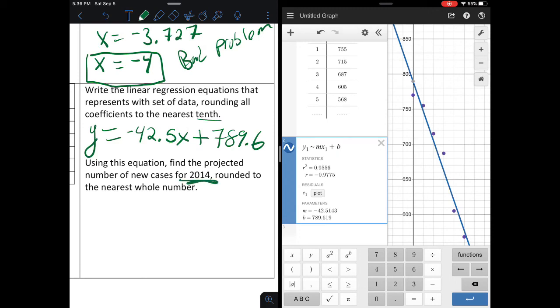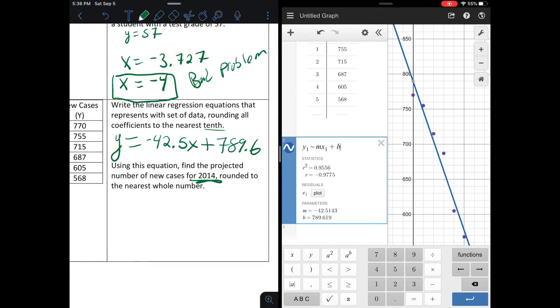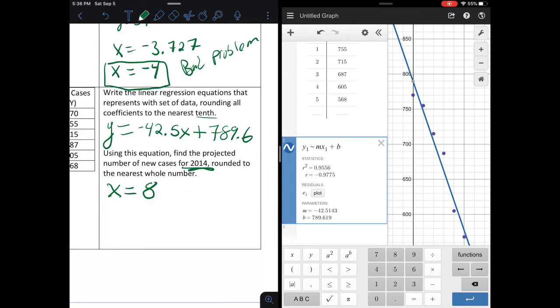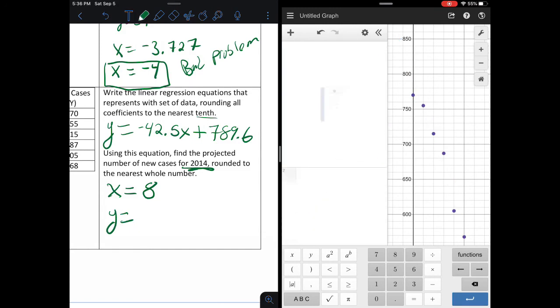And now we want to use that to help us find something. So find the projected number of cases for 2014, rounded to the nearest whole number. Well, X is the number of years since 2006. So 2014 is how many years since 2006? 8 years. So I'm going to take my regression equation and I'm going to find y when I put in 8 for the x's.